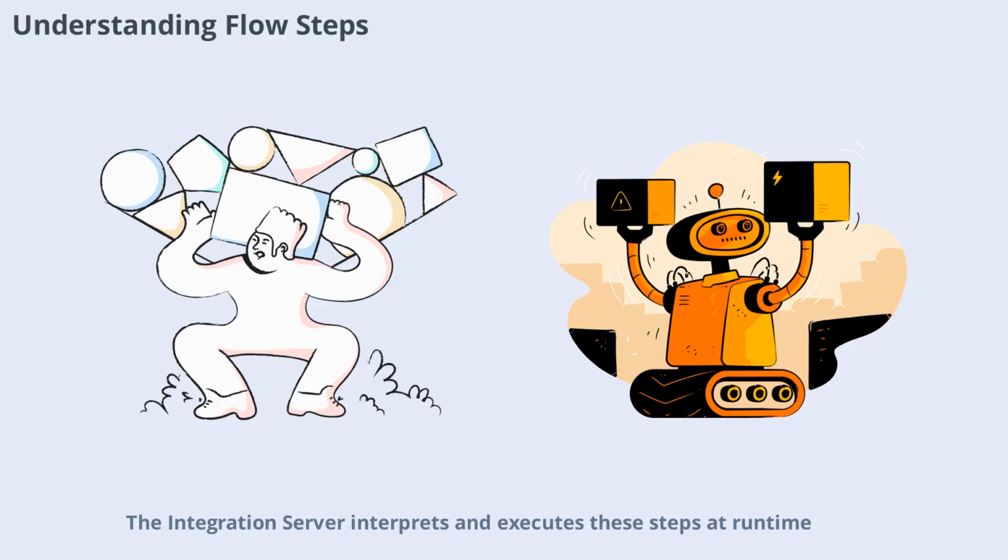The integration server interprets and executes these steps at runtime, ensuring that your business logic runs smoothly. Flow steps can be grouped, repeated, or branched, allowing for flexible and powerful process automation. Let's dive deeper into the types of flow steps available and how they shape your flow service.